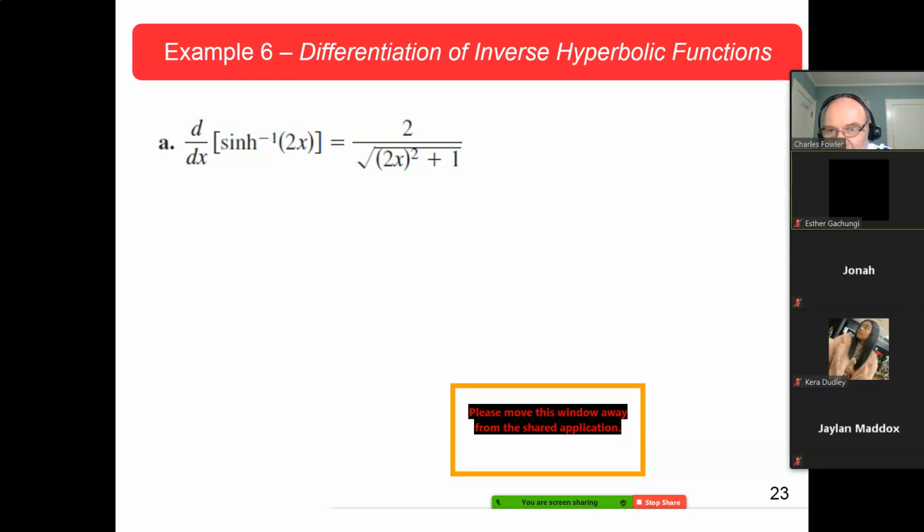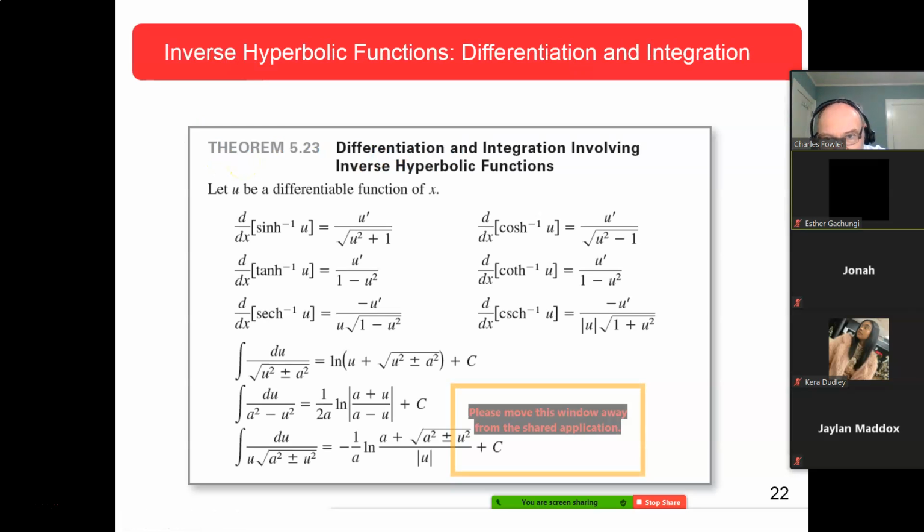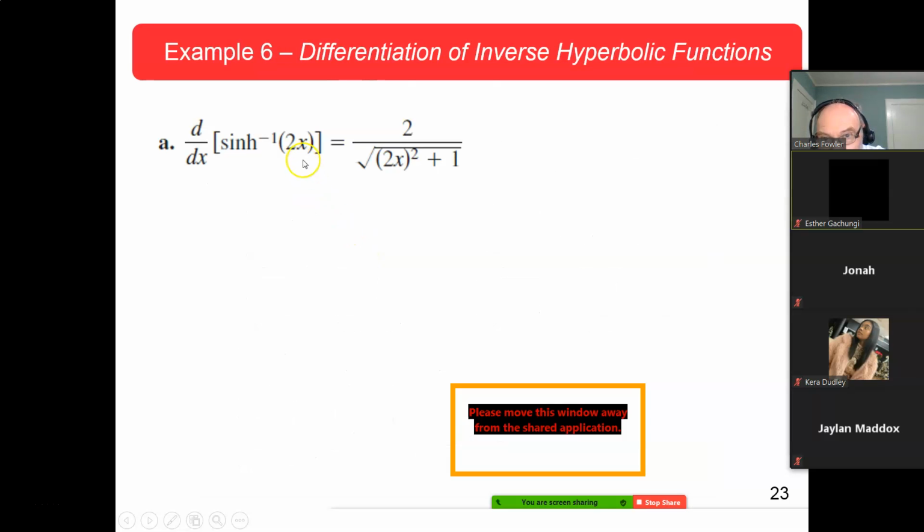Now this is just asking you to do the very thing that we said before. Use the formula. Derivative of inverse hyperbolic sine of 2x: the chain rule is going to give you the 2 up here. The derivative of that would be u prime, which was our 2, over the square root of u squared plus 1. Your u was 2x, so (2x) squared plus 1, the square root of that, and that would be 2 over the square root of 4x squared plus 1.